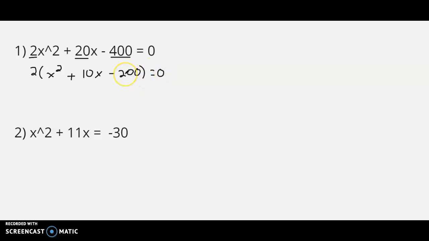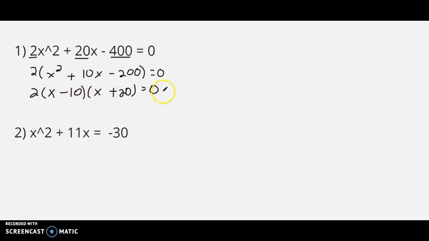Factors of negative 200 that add up to positive 10. Still have the 2 in front. X goes here, and that combination of numbers that work would be a plus 20 and a minus 10. Negative 10 times 20 is negative 200, but negative 10 plus 20 is positive 10.